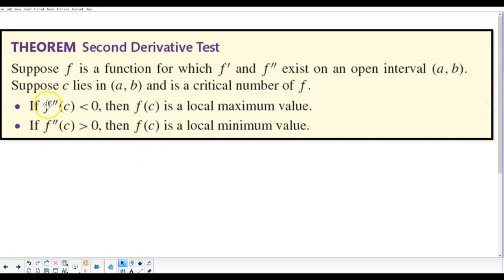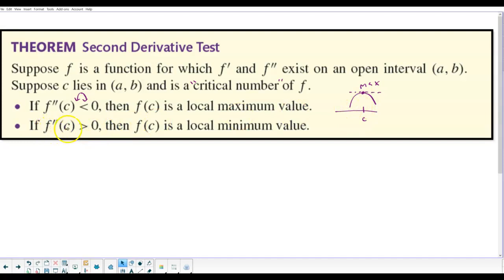So then what do we know? If f double prime of c is negative, so that's saying we're concave down at c, then c is a local maximum. Well, think about that. Let's say I have a value c here, and the second derivative is negative, so it's concave down. And because we know it's a critical number, its derivative is equal to 0. Therefore, the only possible option is this has to be a maximum point.